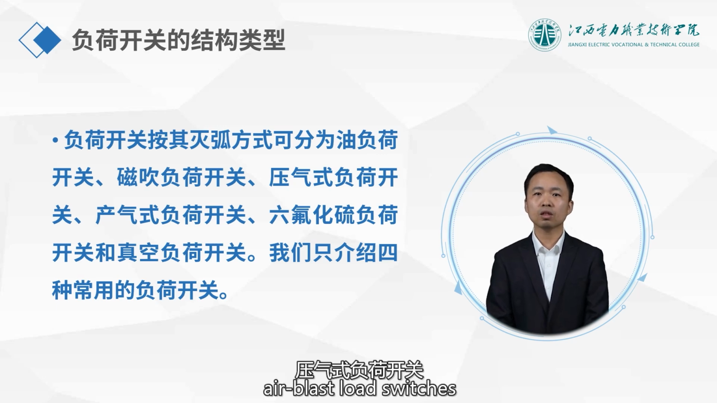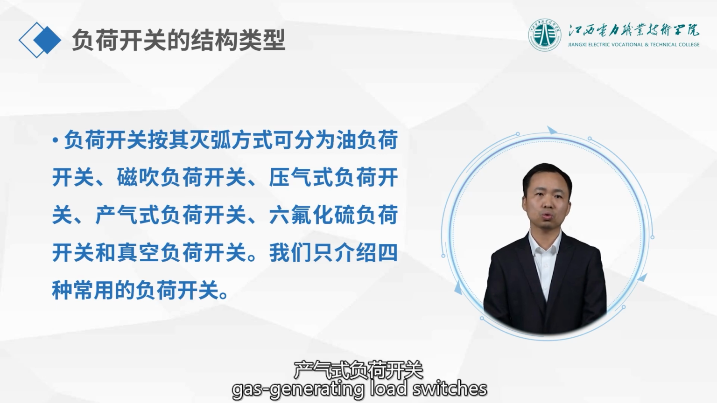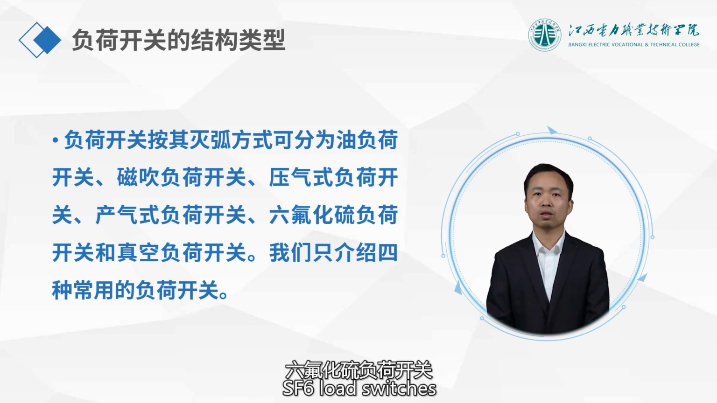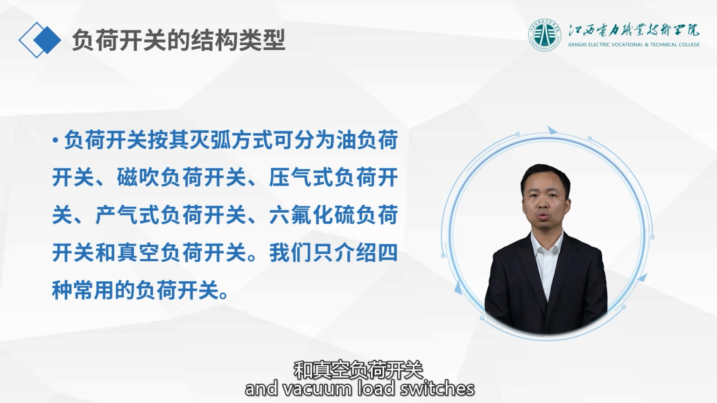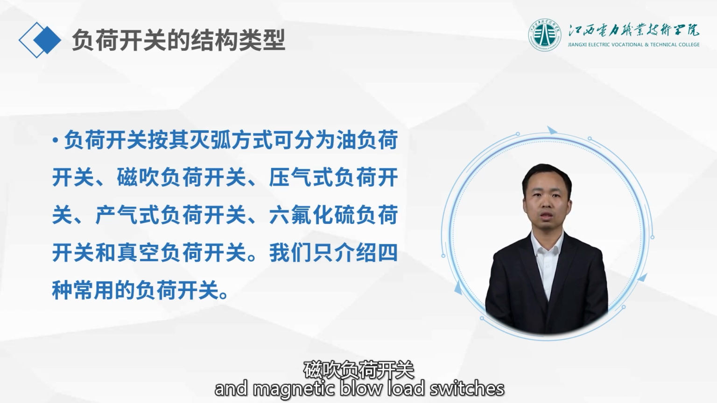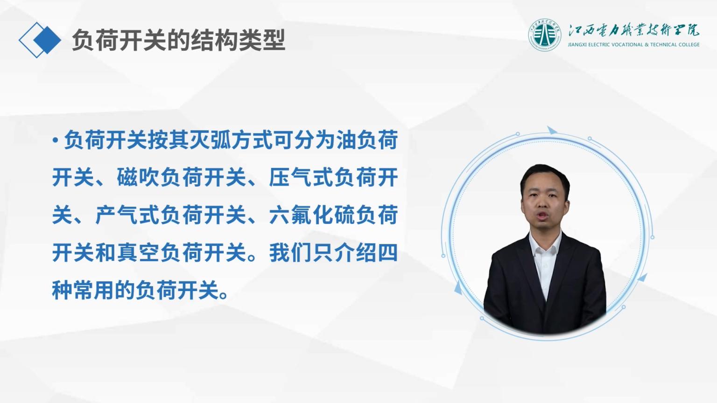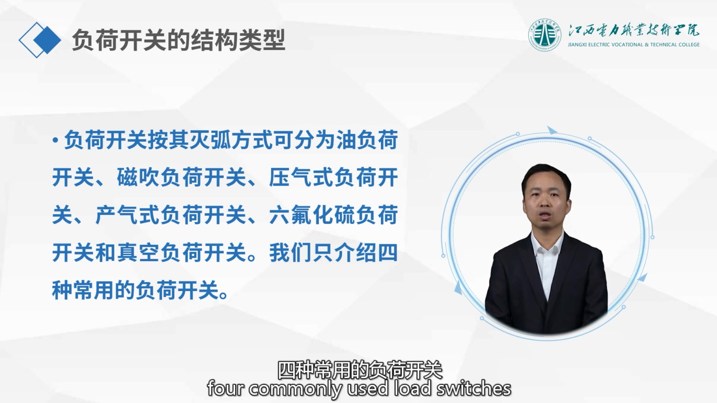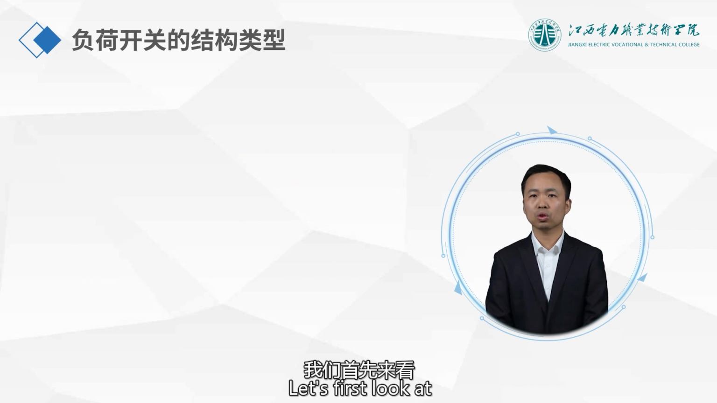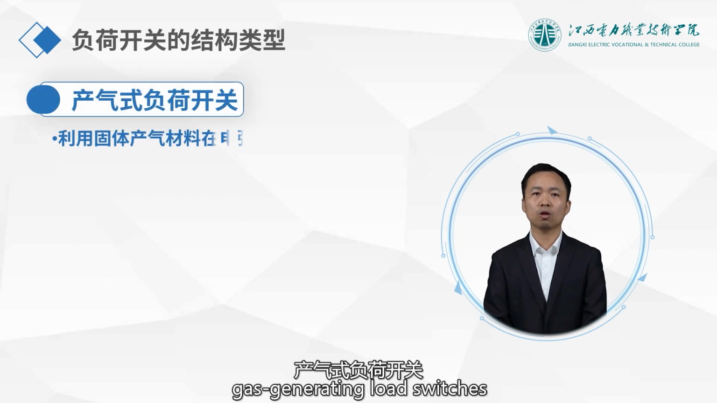Load switches, based on their arc extinguishing methods, can be divided into oil load switches, magnetic blow load switches, air blast load switches, gas generating load switches, SF6 load switches, and vacuum switches. Among these, oil load switches and magnetic blow load switches have been phased out. We will introduce four commonly used load switches. Let's first look at gas generating load switches.